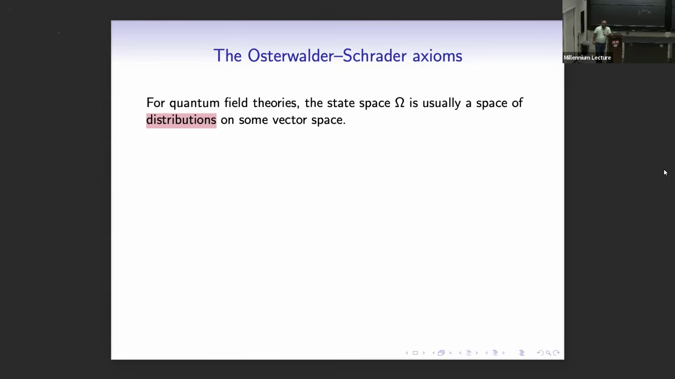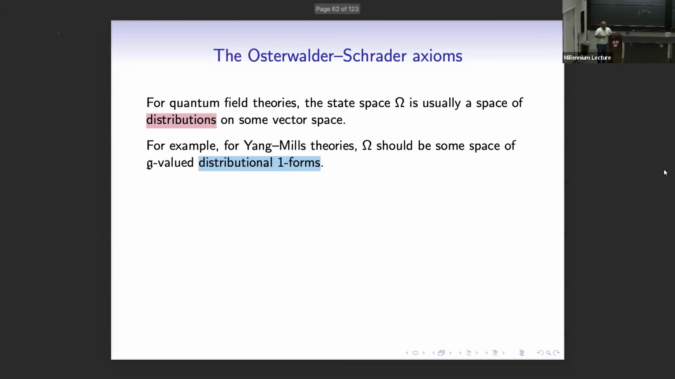Okay, this is formalized in terms of what I call the Osterwalder-Schrader axioms. So for quantum field theories, the state space omega is usually a space of distributions on some vector space. Okay, so for example, for Yang-Mills theories, omega should be some space of Lie algebra-valued distributional one-forms. We don't expect the G-valued one-forms that arise in Yang-Mills theories to be smooth one-forms, okay?